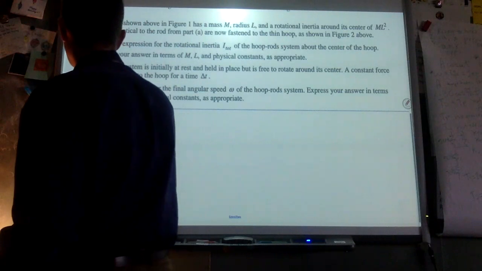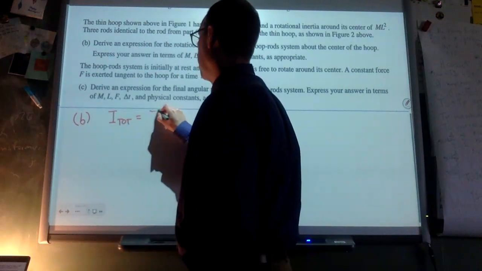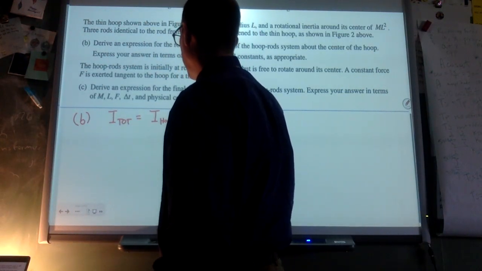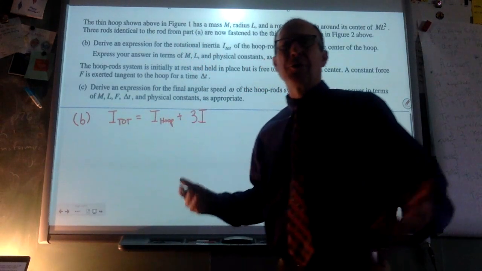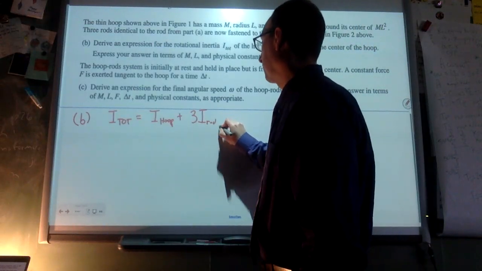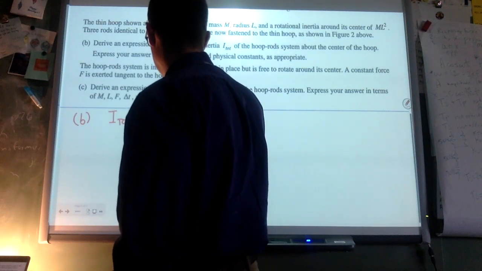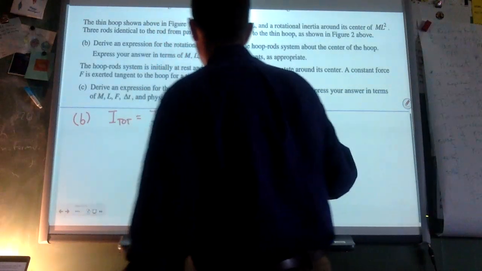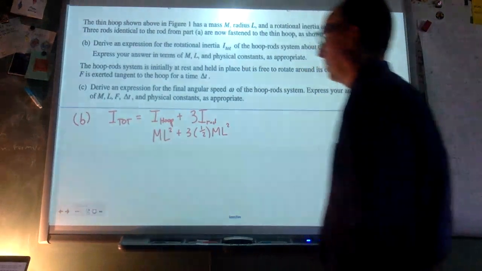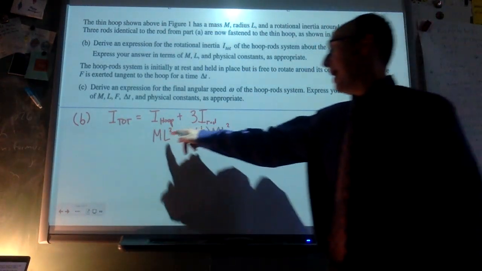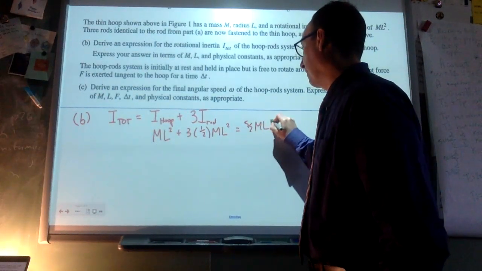Okay, so I total is going to be equal to the I hoop plus 3 times the I of the rod or the spoke or whatever you want to call this. So they're telling us that the hoop is ml squared, and then we solved that this was 1/2 ml squared. So I'm going to have 3/2 plus 2/2 ml squared, which is going to be 5/2 ml squared.